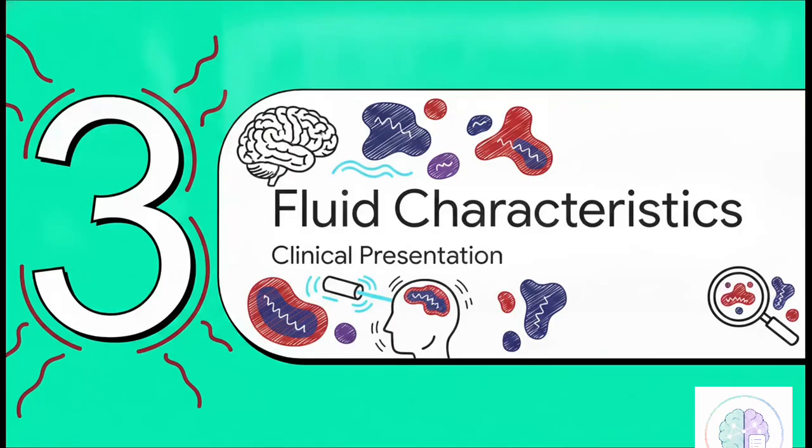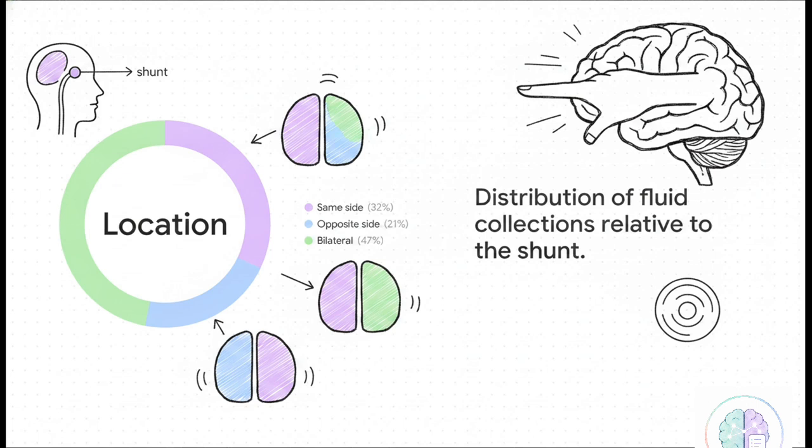Section 3. Fluid and collection characteristics. You might logically assume the hematoma forms right where the shunt was placed, right? But the data actually tells a different story. Only 32% of collections are on the same side as the shunt. 21% are on the exact opposite side. And most importantly, a massive 47%, nearly half of all cases, are bilateral. This fundamentally changes how you approach this. You always have to image the whole brain, not just the hemisphere where you place the shunt.